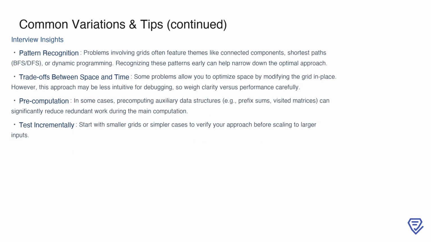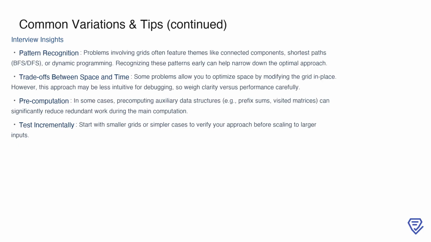Now, let's focus on some insights that can help you in interviews. Recognizing patterns in grid problems is an essential skill. Many of these problems revolve around familiar themes like connected components, shortest paths using BFS or DFS, or even dynamic programming. Spotting these patterns early can guide you toward the most efficient solution. Additionally, be mindful of trade-offs between space and time. For example, modifying the grid in place can save memory, but it can also make your code harder to debug. Think about whether clarity or performance is more important for the given context.